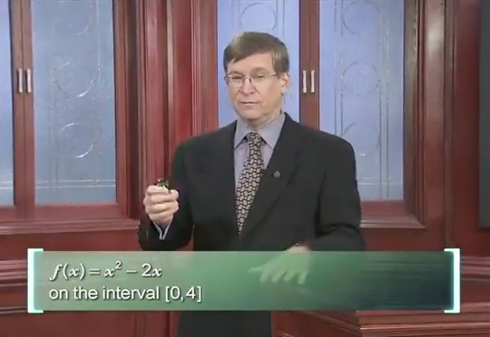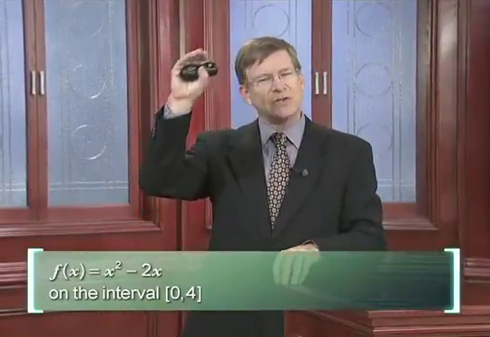I'd like to start with a fairly simple example to show you where we're going today. And I'd like to consider the function x squared minus 2x defined on the closed interval 0, 4. And here's the question. Given that function, it's continuous on that interval 0, 4, can we find the absolute maximum value of that function and the absolute minimum value?